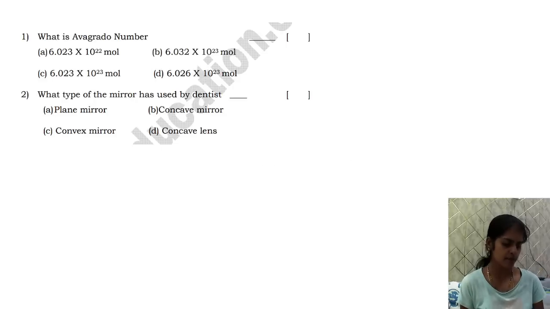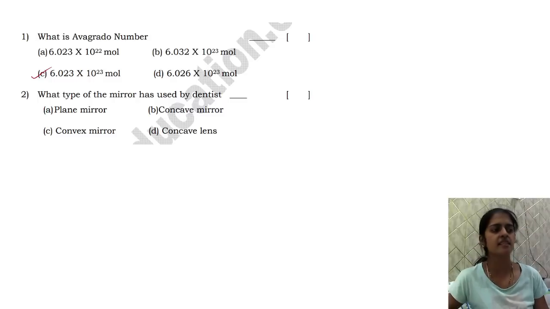Okay. So look at paper 3 now. So what is Avogadro number? Avogadro number is a direct constant value, 6.023 into 10 power 23 per mole. So what is the meaning of this?